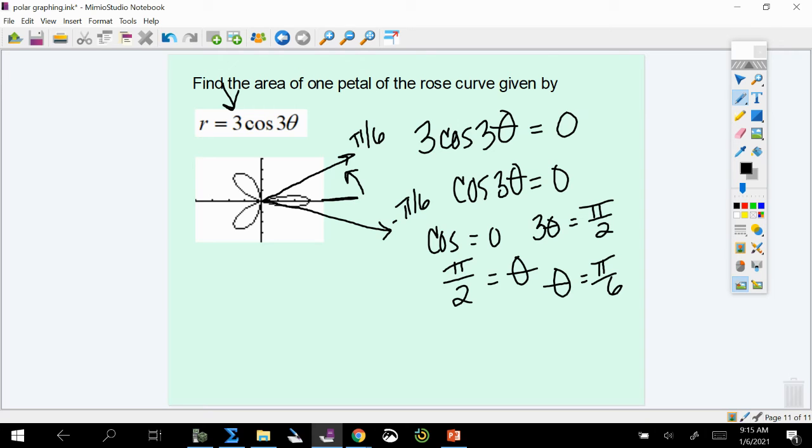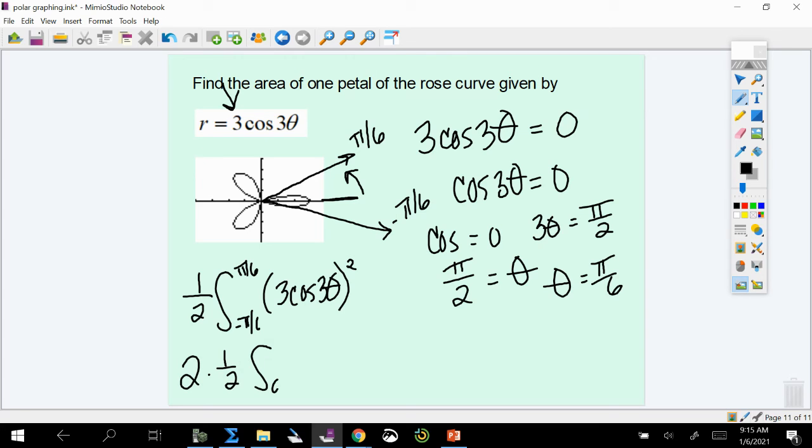So again, you could go 1/2 the integral from negative pi over 6 to positive pi over 6 of your radius, your r equation squared. So that's one correct setup. Or you could say, well, I'm going to double. So 2 times a half, and I'm going to only go from 0 to pi over 6. We call it a half petal, and you'll actually see some on Delta Math that talk about half petals. And then 3 cosine 3 theta, squared.